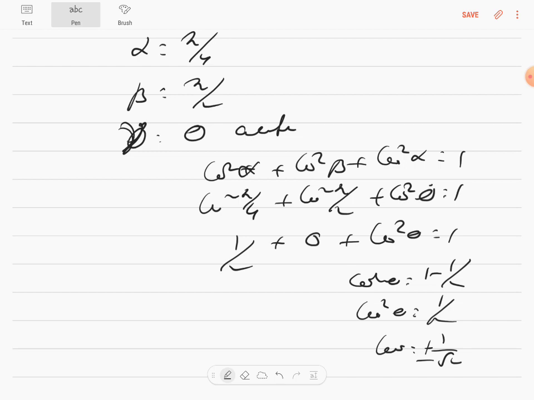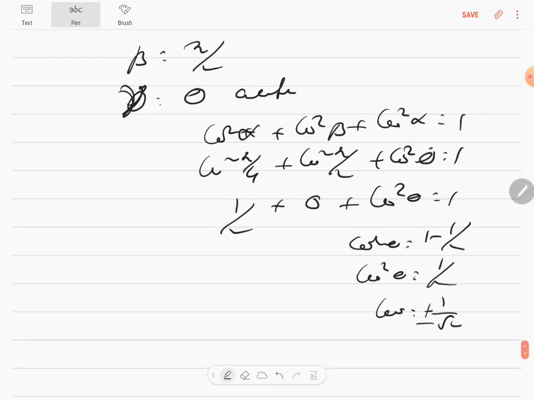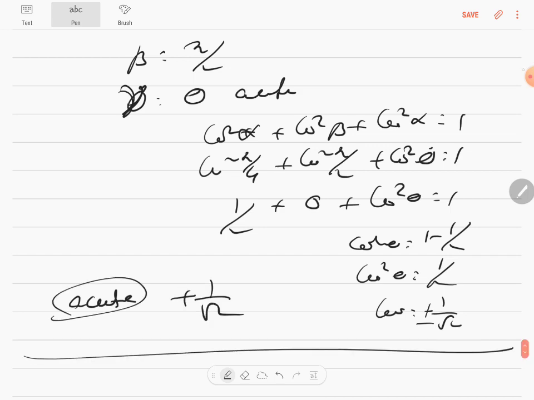But it is an acute angle. Since they have specified it is an acute angle, it cannot be negative. Therefore, it's plus 1 by root 2. Such a board question, okay?